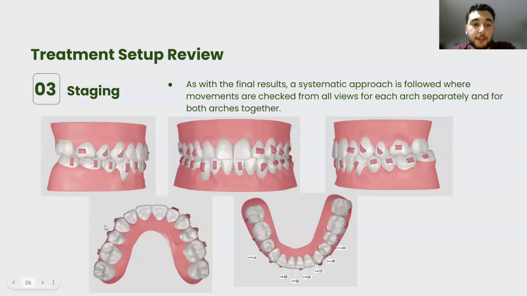I play the video once, concentrating on the anterior movements, and then I play the video again, looking at each posterior segment alone. So going over that in a systematic manner is going to make sure you're not going to miss any movement, because trust me, if you've seen any 3D simulation of a clear aligner treatment setup, once you press play, you're going to be overwhelmed by all the movements happening at the same time.